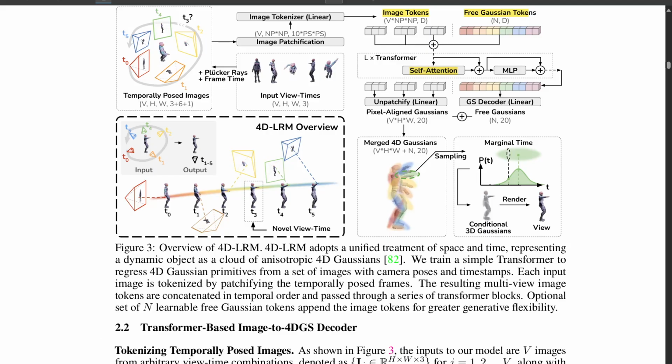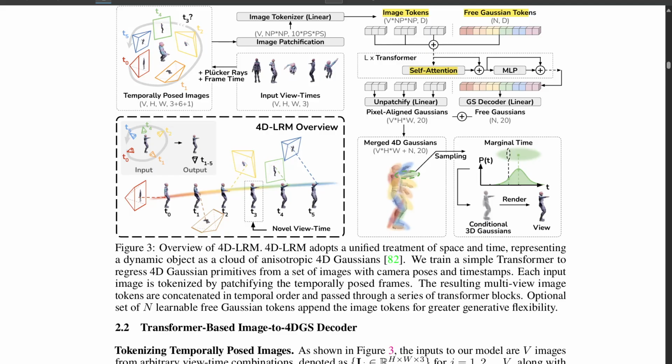Exactly. And the output of these transformer blocks, the resulting tokens are then unpatchified, sort of put back together spatially, and decoded by a simple linear layer directly into pixel-aligned 4D Gaussian primitives. Pixel-aligned, so one Gaussian per input pixel. Roughly, yeah. For every input pixel, a 4D Gaussian is predicted. This direct regression is a key design choice. Makes it efficient. That's neat.